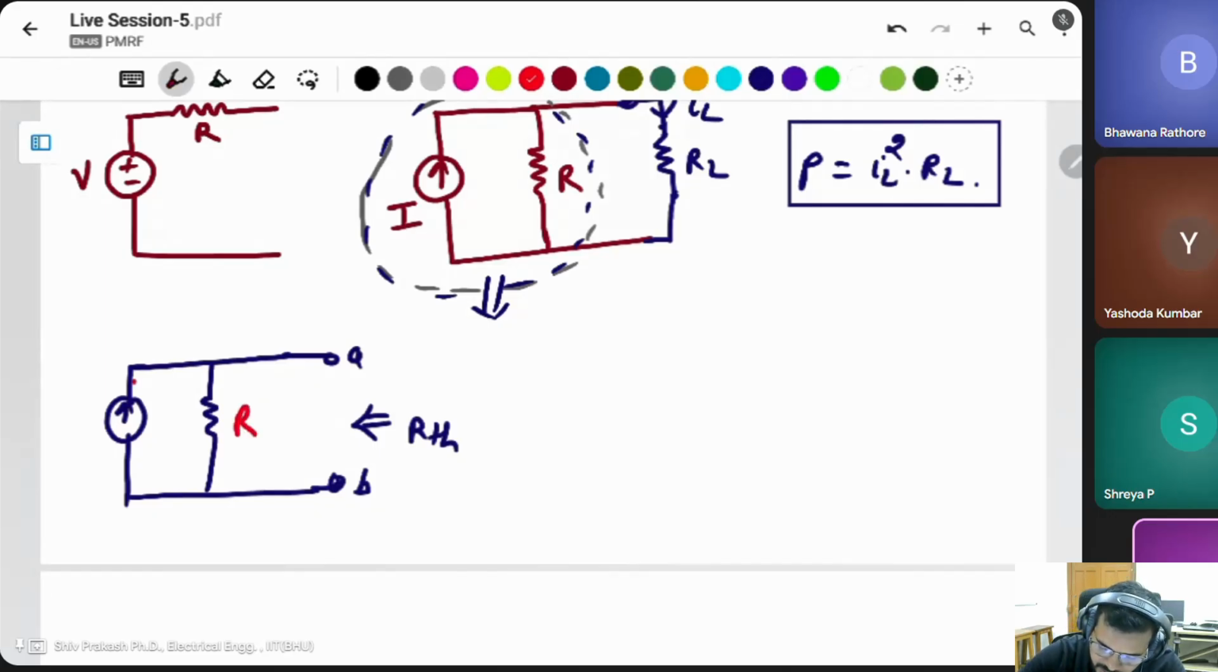This is the current source, this will be open circuit. If there is a voltage source, the voltage source will be short circuit. Then what is the RTH? It is simply R. It means R is the RTH.